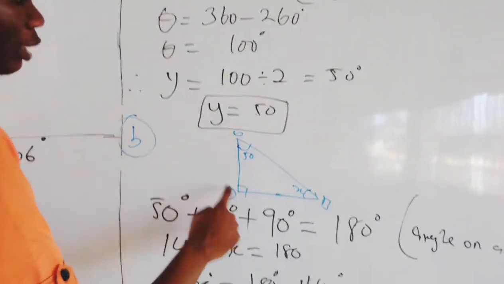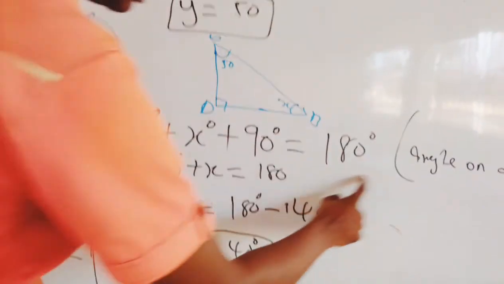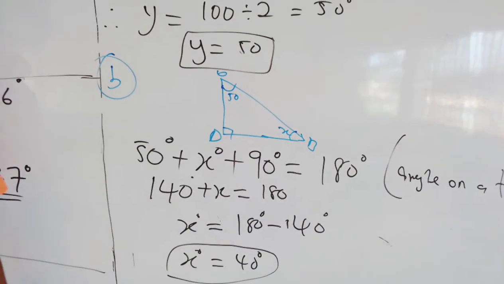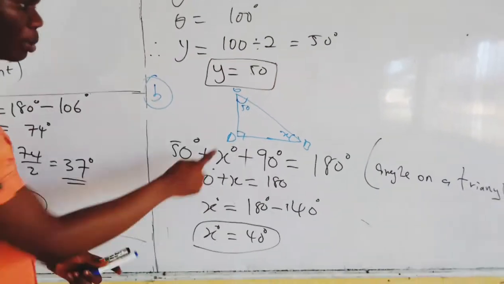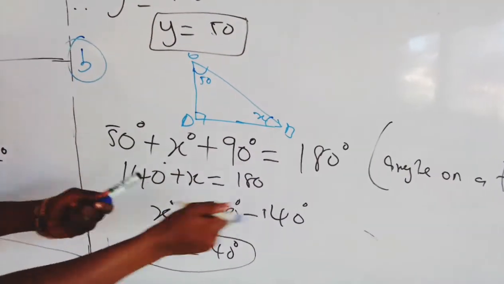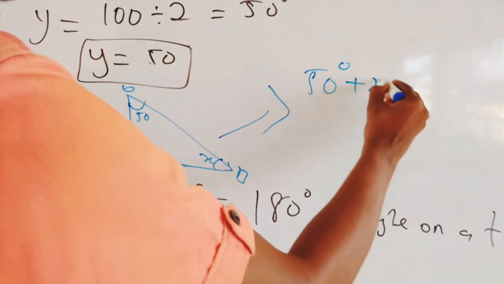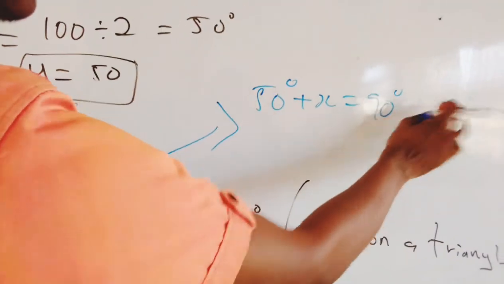This also applies. This is a triangle. This is a right angle triangle. So everything here is equal to 180. So you do your substitution, you get your answer. Also, you can make here to be angle 90. You can also make it 50 degrees plus X equals 90, angle in the right angle triangle.